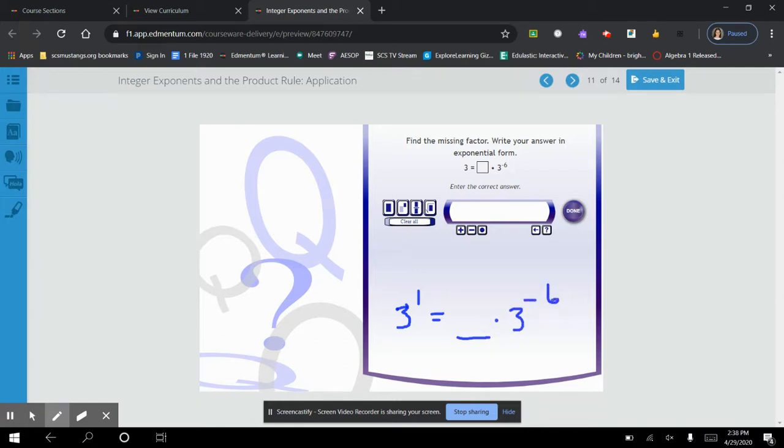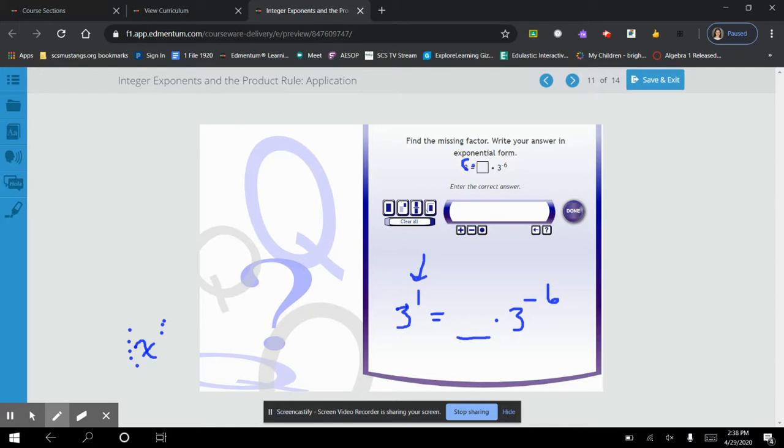So I put that 1 in there because all numbers, no matter what they are, have an exponent. It's like whenever you've got the variable x, it's understood that there is a 1 in front of that x. It's the same thing with numbers and variables. It's understood, even if it's not written, to have a 1 for the exponent. So because they didn't write an exponent for us in that spot, I know it's going to be 1. So they want to know 3 to the first is equal to what times 3 to the negative 6th.